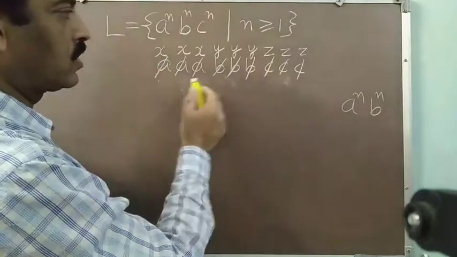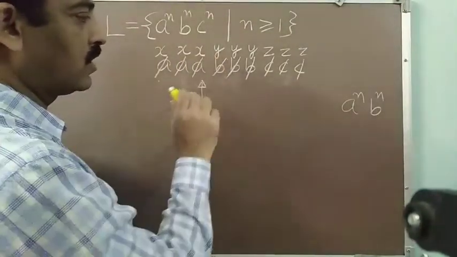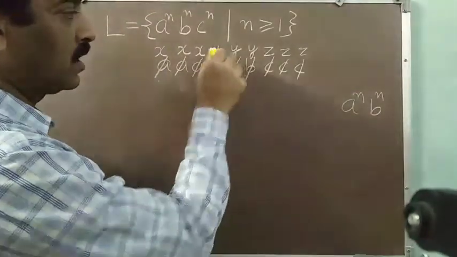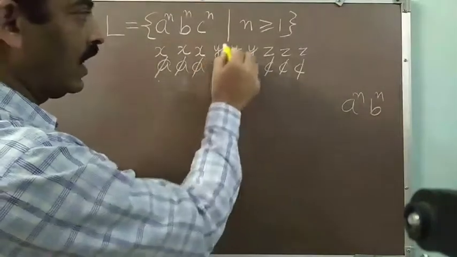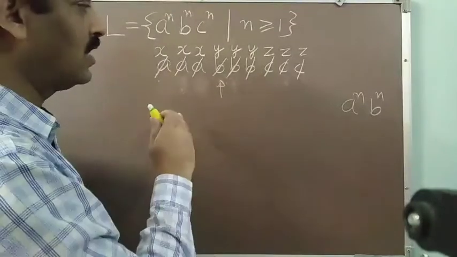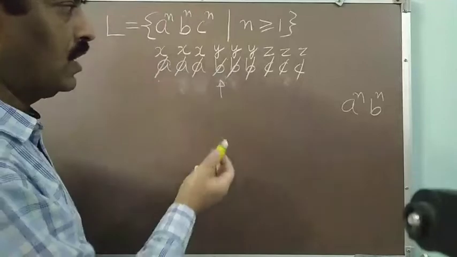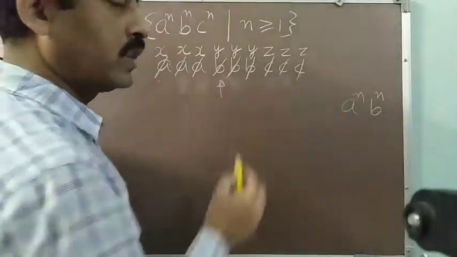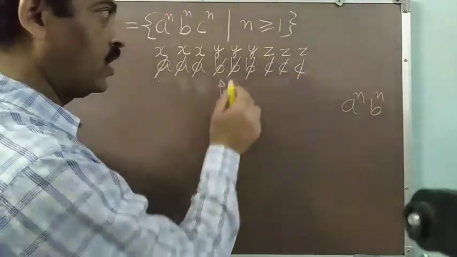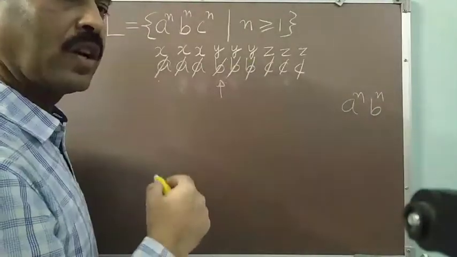I will again come towards the left, and whenever I find the first X, I will move one position right. This time I am not finding A, I am finding Y. Whenever I find such a situation, it means all the A's in my string have been processed. Now I have to simply check whether all B's and all C's have also been finished simultaneously or not. They will be finished if all of the B's have been converted to Y and all of the C's have been converted to Z.